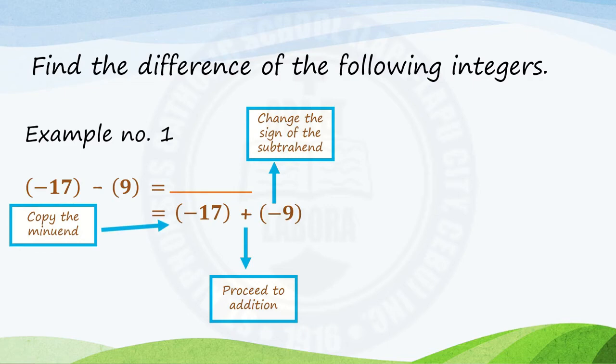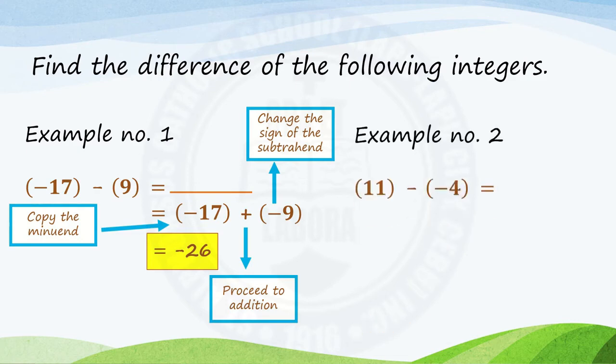As you can see, negative 17 and negative 9 are both negative integers. It means that you will add the two numbers and copy the sign, which is negative. Your final answer must be negative. So 17 plus 9 is 26. Your answer is negative 26.